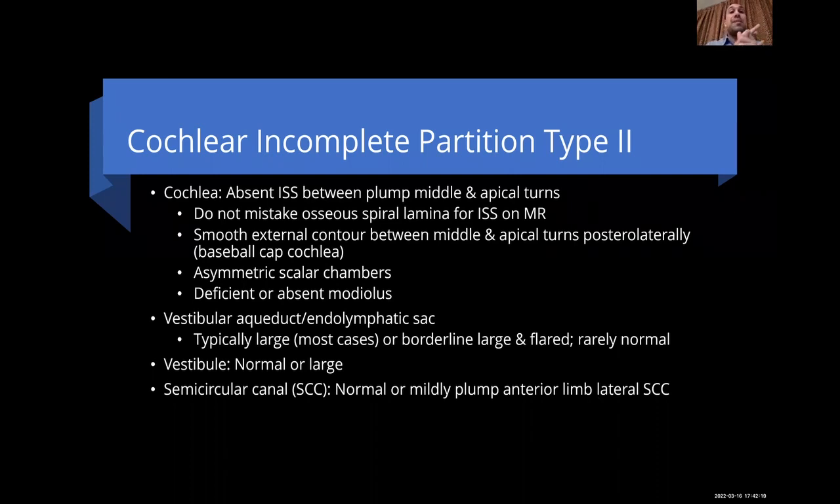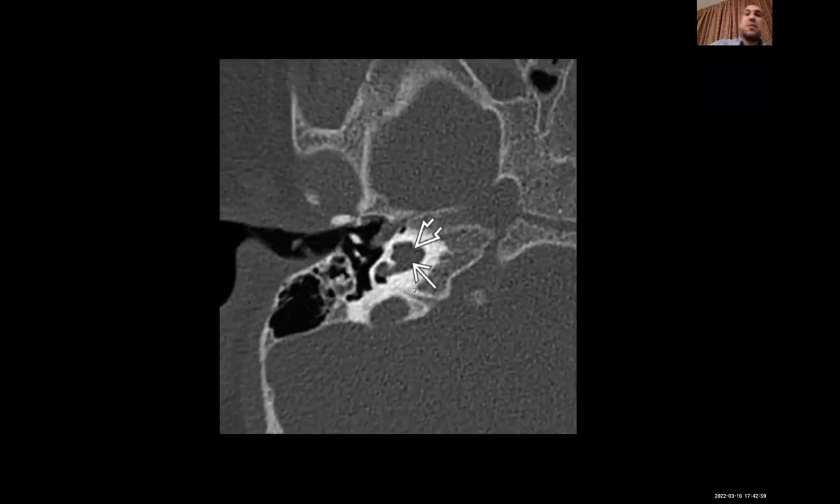Vestibular aqueduct typically large. The vestibule normal or large. Semicircular canal is normal. On the other hand, what is this? Vestibular aqueduct dilated, vestibule dilated. So what is this? How many turns in this case? This is the same, still modiolus, 1.5 turns. This is still Mondini, okay? What about this? What's your impression?